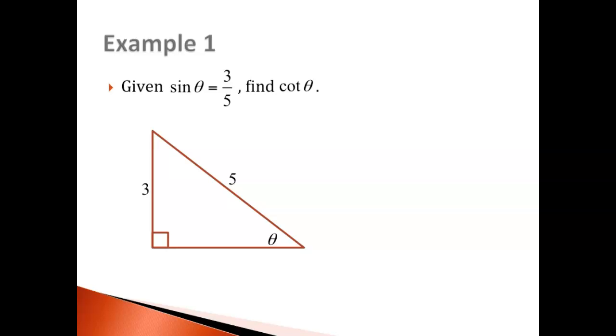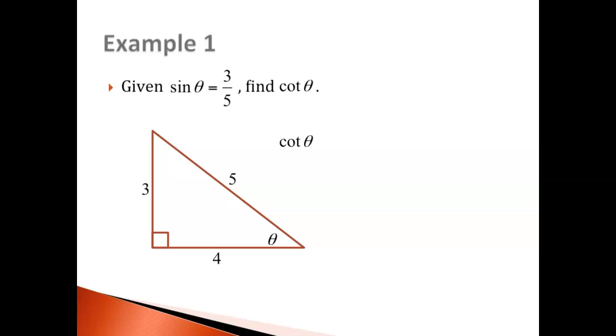That leaves us with one side left. Now, if you recognize these numbers, they are part of the Pythagorean triple. If you don't recognize the Pythagorean triple, that's okay. You can still use the Pythagorean theorem to determine the last side, which will be 4.